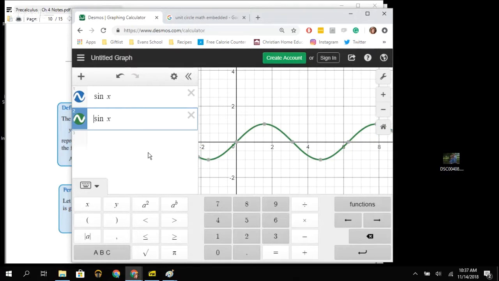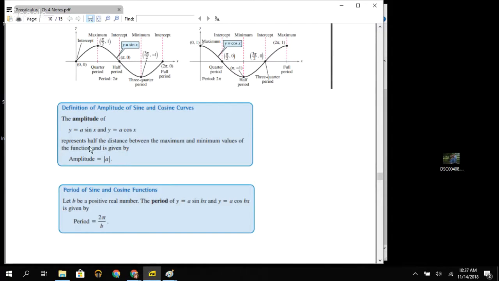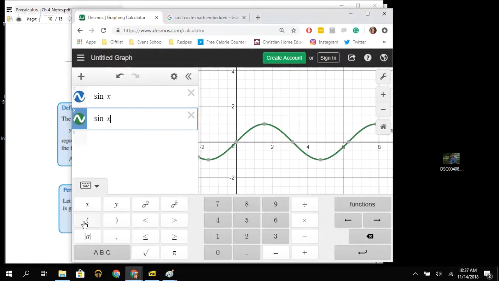Okay, so we know how we always talk about how your graphs shift. One of the ways that your graphs shift is by an amplitude. Okay, you can see that represents half the distance between the maximum and minimum values of the function. Basically, it's this number that is a multiplier. Okay, the other thing that you can do is you can change the period of a sine function.